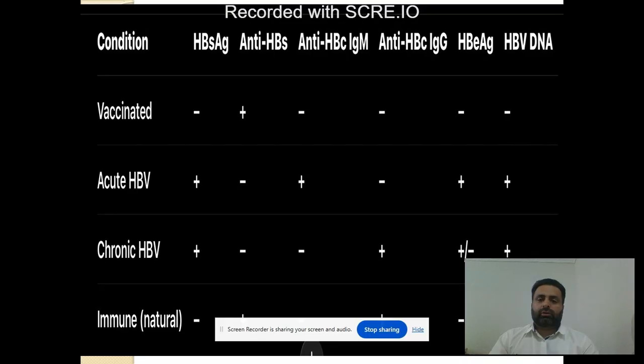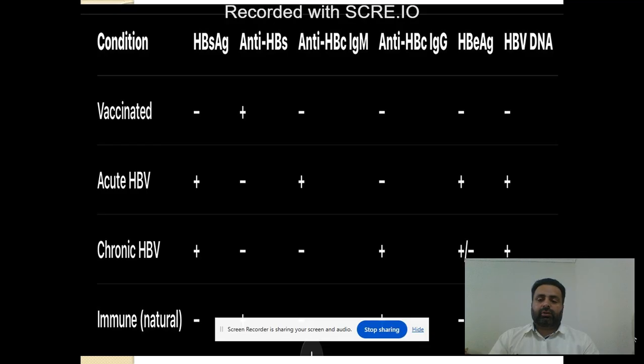So these are the antigens and antibodies that are showing against hepatitis B virus. If the patient is vaccinated, HBsAg is negative, anti-HBs is positive, anti-HBc IgM antibody is negative, anti-HBc IgG is negative, HBe antigen negative, HBV DNA is negative.